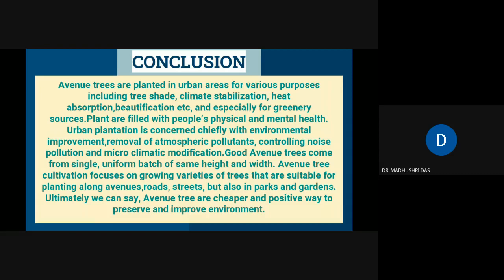Urban plantation is concerned chiefly with environmental improvement, removal of atmospheric pollutants, controlling noise pollution, and modifying microclimate. A good avenue tree comes from a single uniform batch of the same height and width. Avenue tree cultivation focuses on growing varieties of trees that are suitable for planting along avenue roads and streets, but also in parks and gardens. Ultimately, we can say avenue trees are a cheap and positive way to preserve and improve the environment.